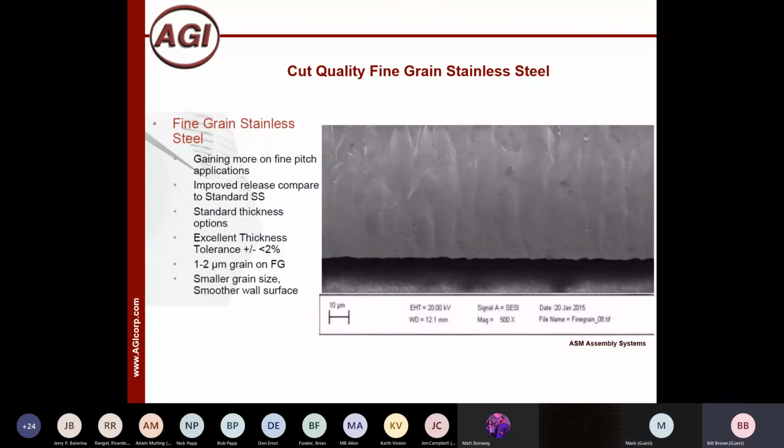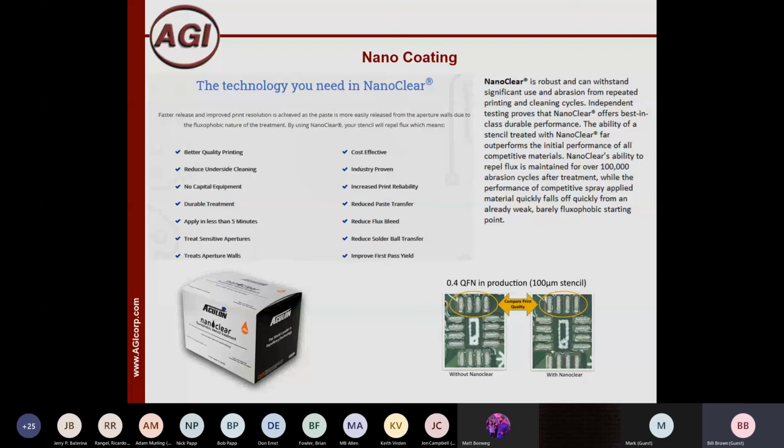So how do you improve that? Now that you're using a 1 to 2 micron grain size material with a very clean wall, how do you improve the transfer efficiency on these materials? That takes us into nano coating technology. Years ago, ASM came out with that, and it was originally designed just for reducing your cleaning cycles. It was found that it actually coated the aperture walls and improved transfer efficiency.